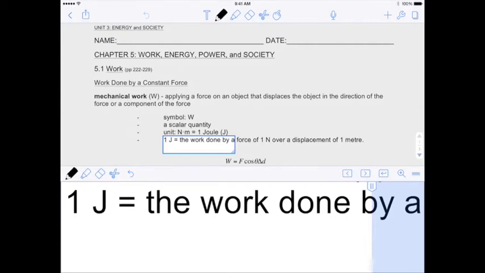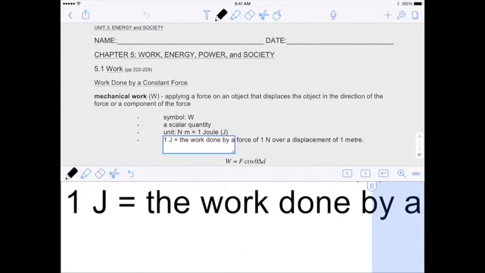We begin Unit 3. Unit 3 is titled Energy and Society, and it begins at Chapter 5. Chapter 5 is titled Work, Energy, Power, and Society. So a few new terms in this title that we need to learn. Section 5.1 deals primarily with work.